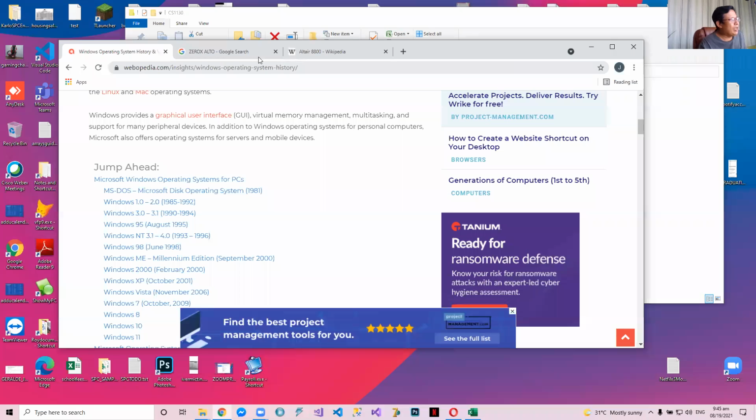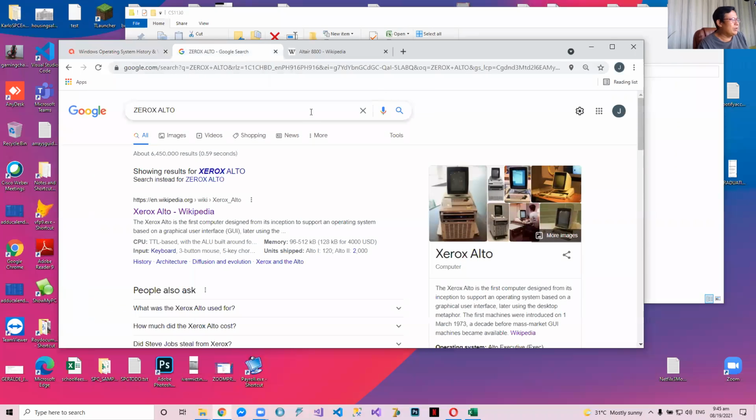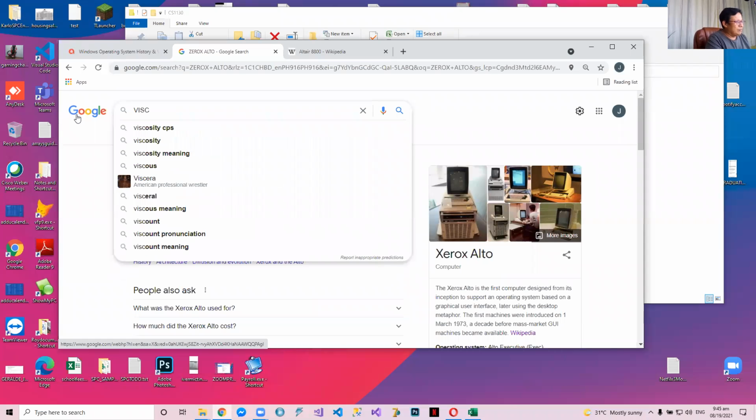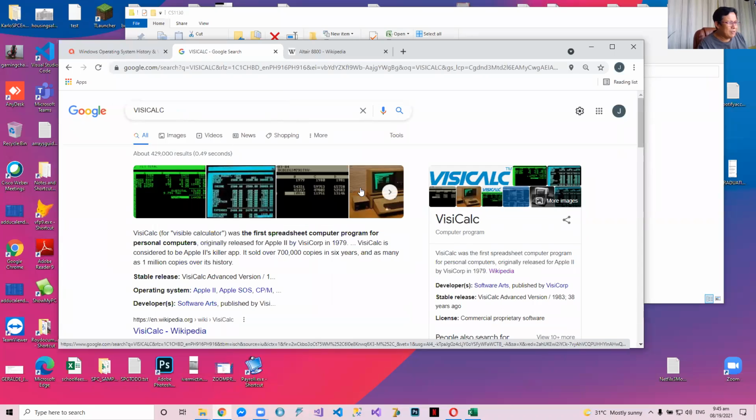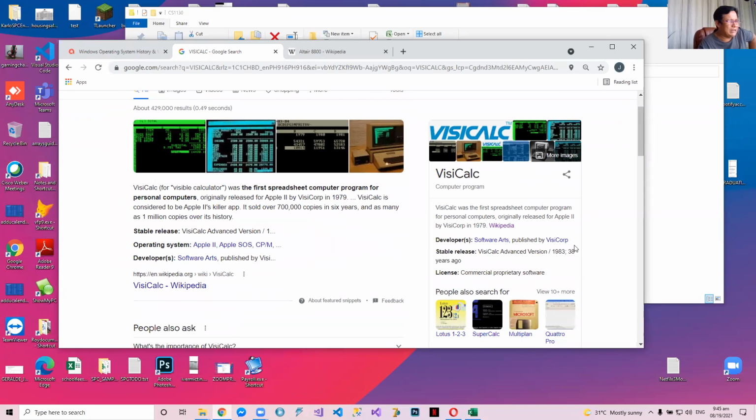Okay. So anyway, what were the softwares running on the PC during those times? No? First, there was VisiCalc. The first VisiCalc is the first spreadsheet running on the PC, no? Running on a personal computer. It may not be the very first, no?